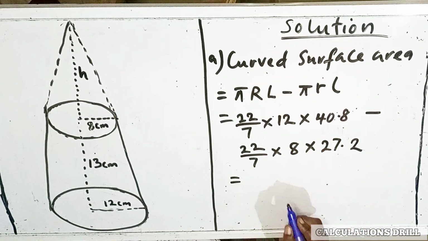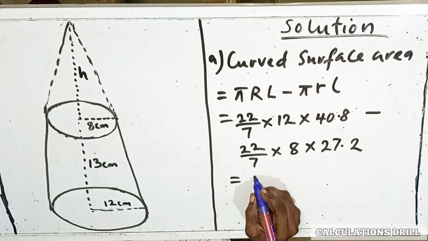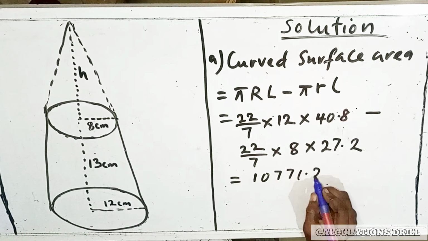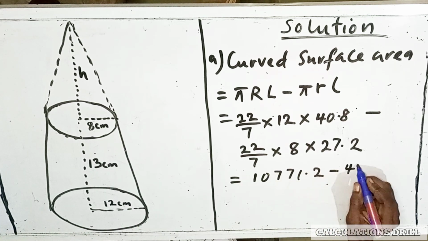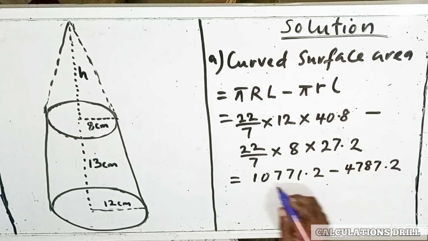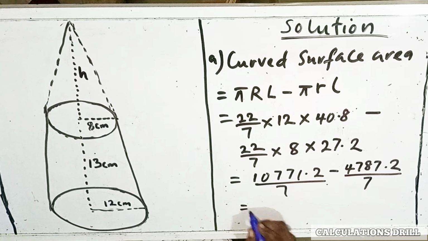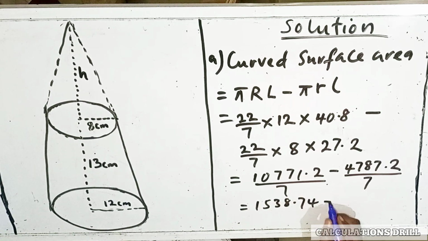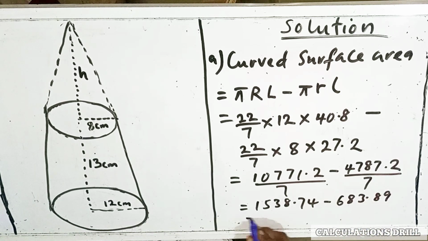So the big area gave us 10,771.2, while the smaller one is 4,787.2. Don't forget the over 7. And our answer now is 854.9 centimeter squared after the subtraction.